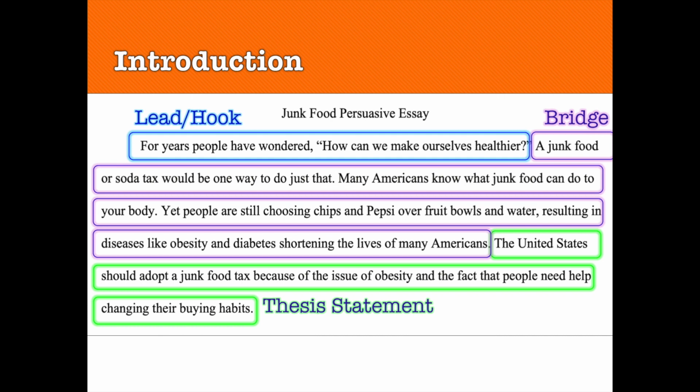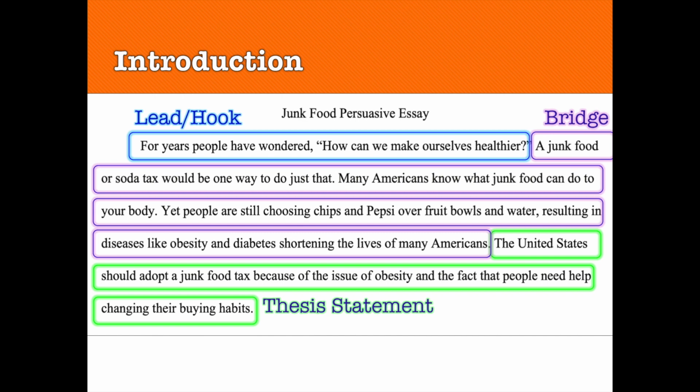For years, people have wondered, how can we make ourselves healthier? A junk food or soda tax would be one way to do just that. Many Americans know what junk food can do to your body. Yet people are still choosing chips and Pepsi over fruit bowls and water, resulting in diseases like obesity and diabetes, shortening the lives of many Americans.